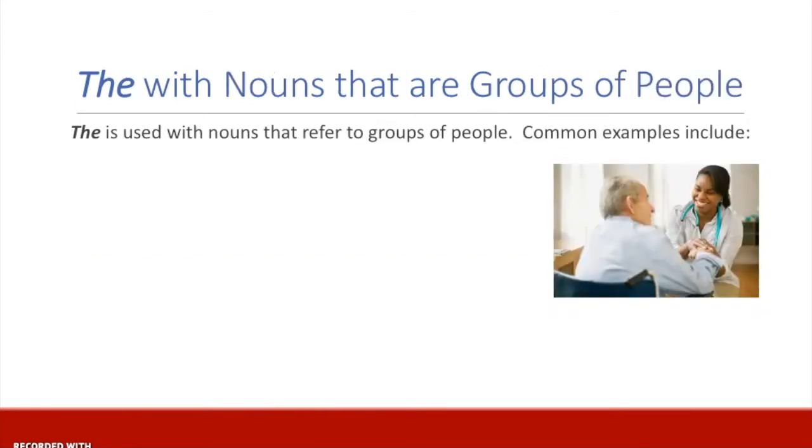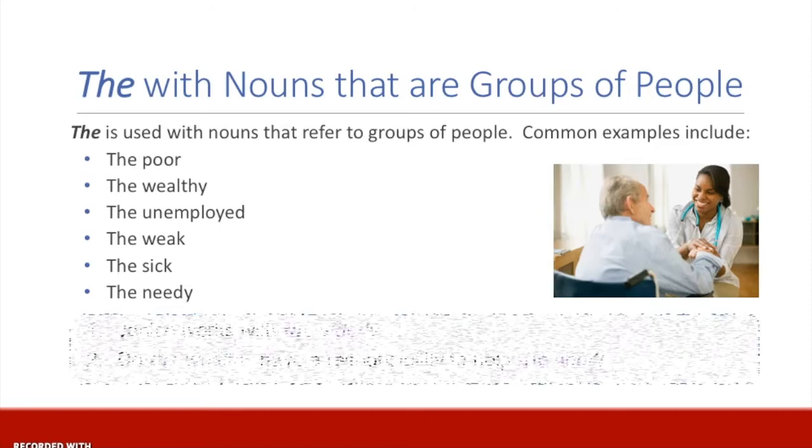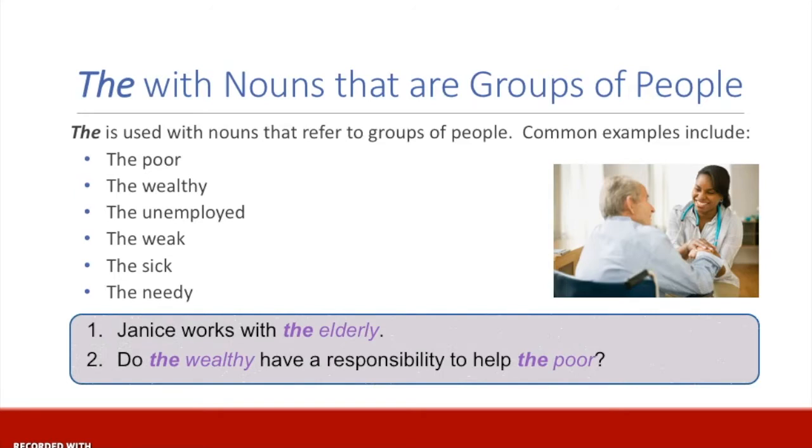The can also be used with nouns that are groups of people. So some common examples of nouns that refer to groups of people are the poor, the wealthy, the unemployed, the weak, the sick, the needy. So number 1, Janice works with the elderly. The elderly means older people. It's another noun that refers to a group of people. So we can use the with that word.